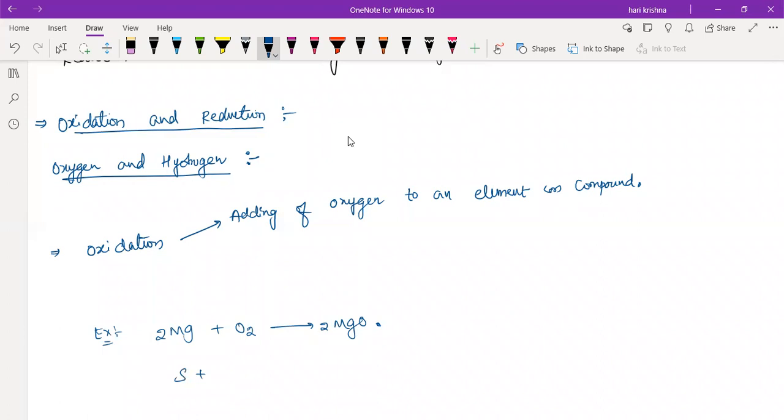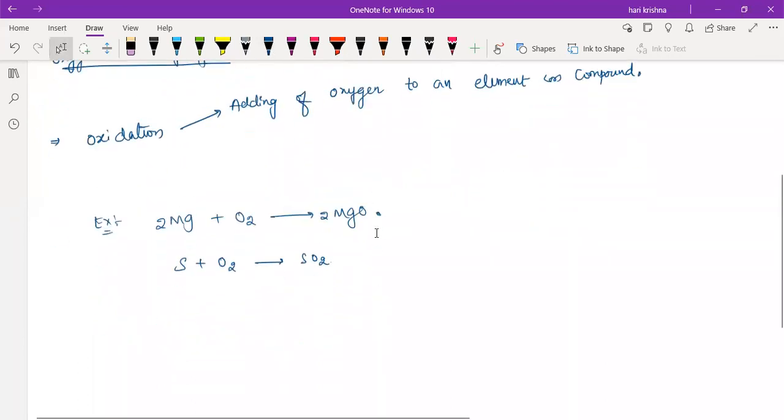Or you can take sulfur plus oxygen gives sulfur dioxide. It is also an oxidation. So oxidation means adding of oxygen to an element or the compound. Suppose we take one more example like methane plus O2 gives CO2 plus H2O. What is happening here?